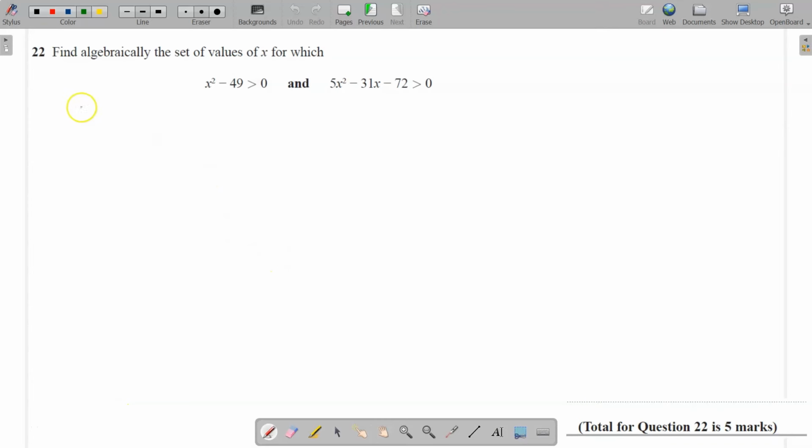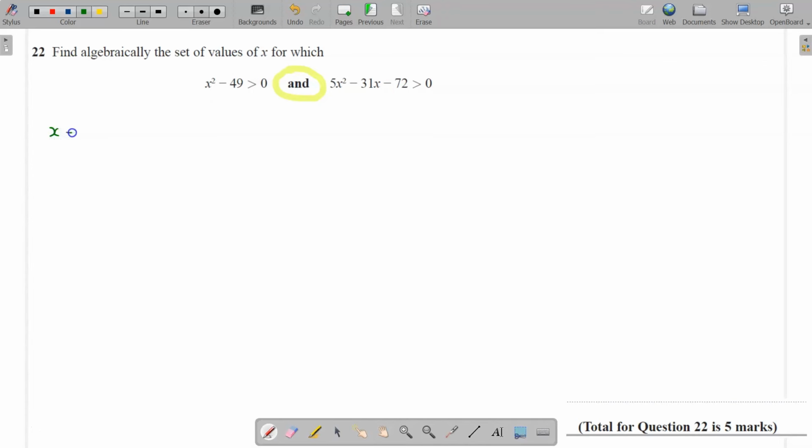For this question we've got to find the set of values of x that satisfy both of those inequalities. And the word "and" is really important here because you'll see why later, but we need to make sure it satisfies them both. So this is how it works. We find the critical values for each one.